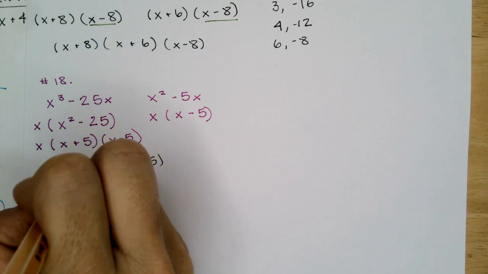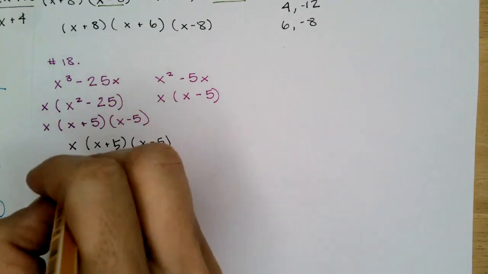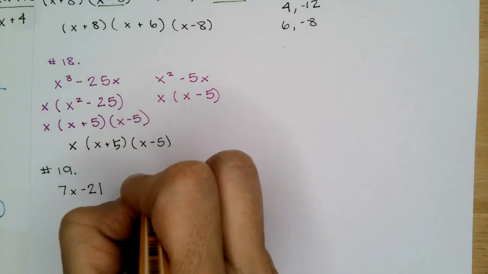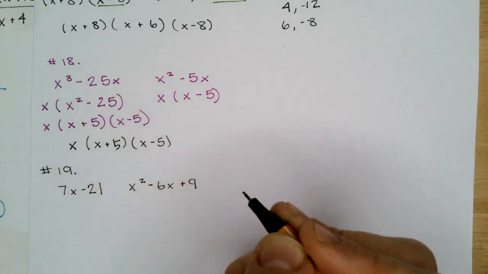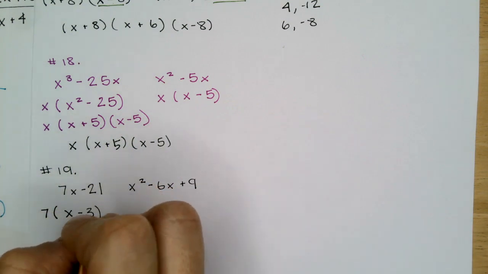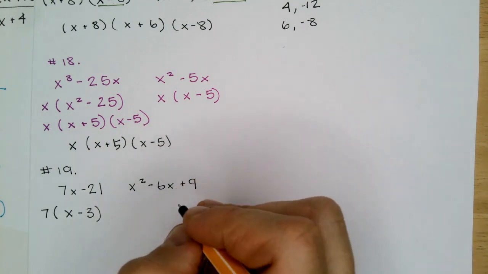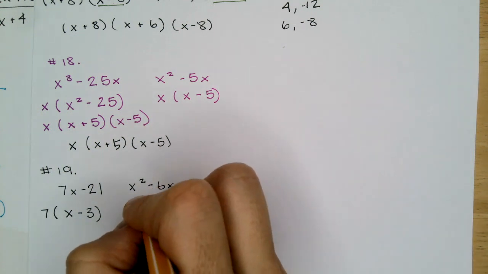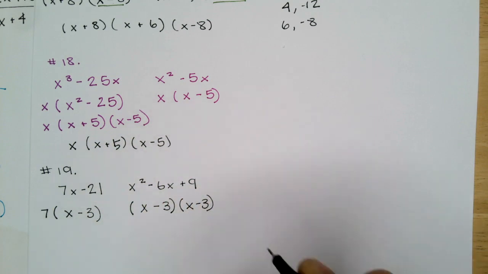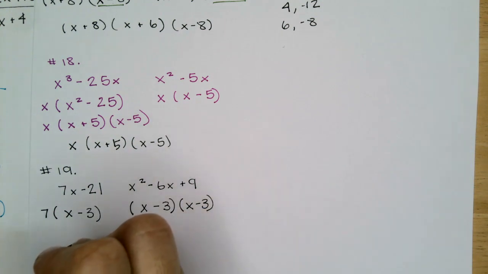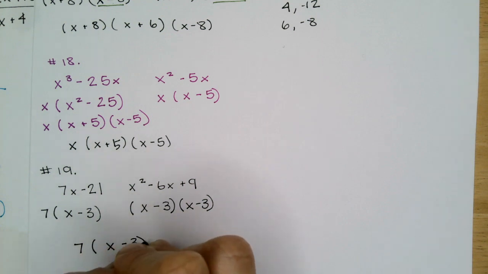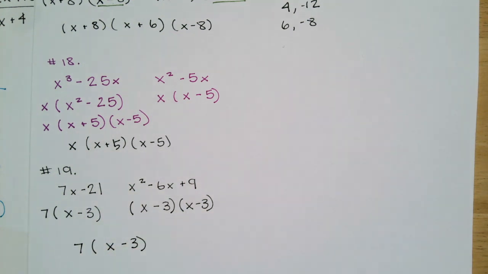Number 19 says, find the least common multiple of 7x minus 21 and x squared minus 6x plus 9. This one we can factor out a 7, so it would be 7 times x minus 3. X squared minus 6x plus 9 would be x minus 3 squared, right? So my least common multiple is 7 times x minus 3 squared. That's for 19.